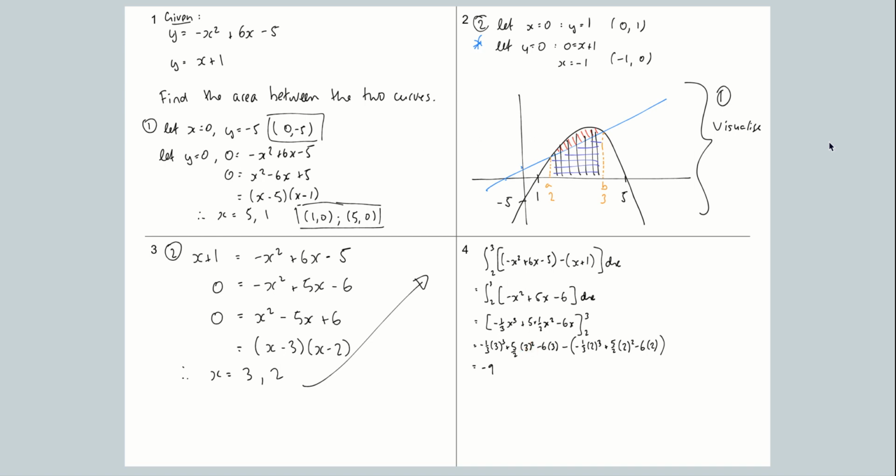3 squared is 9 times 5 is 45, so I've got plus 45 on 2 minus 18. And then the next bit here, I'm going to be a bit careful. 2 cubed is 8, so I'm going to have minus 8 on 3. But I'm subtracting it, so it's going to become a plus 8 on 3.